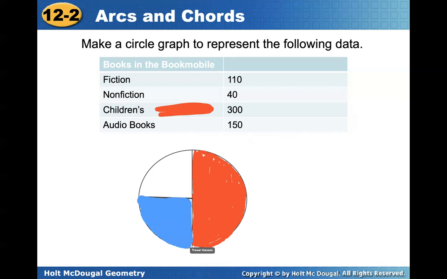So there's our audiobooks. And now the other one, again, if we wanted to get super technical, we'd measure this with a protractor. We'd come up with 66 and the rest would be our 24. But I'm not going to get real crazy with it right now. So I am going to just cut it where I think it looks pretty good. So there we go.